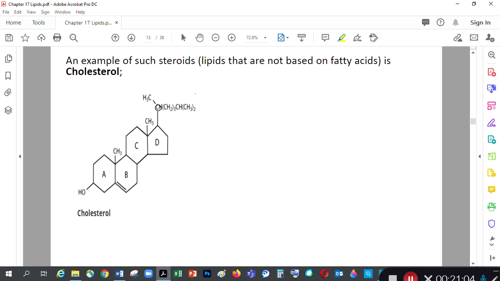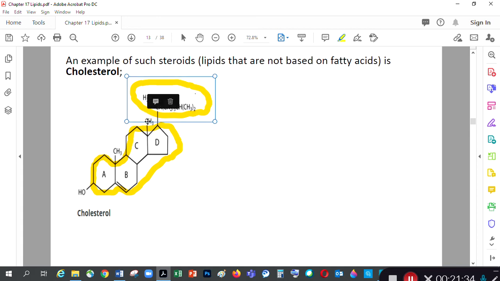So the units here, you see here, those are the 4 fused rings. 3 of them are 6-member cyclic rings, and the other one is a 5-member cyclic ring. And then they have this hydrocarbon group, and 2 methyl groups here. Here it is, 2 methyl groups, and 1 hydroxy group. So this is cholesterol.